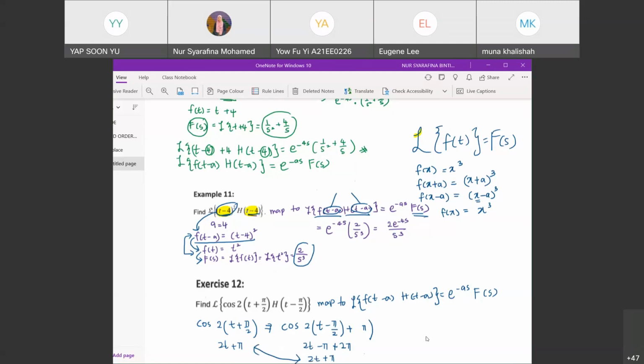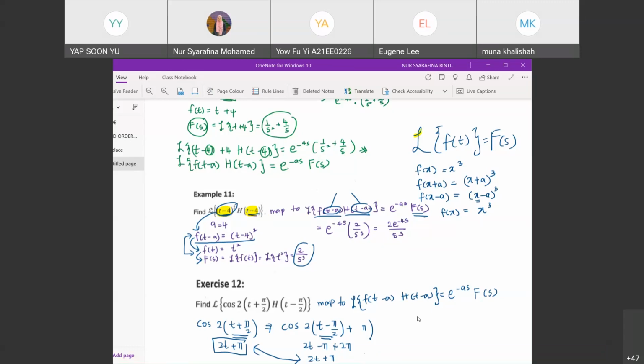Understand? This one. Okay. You modify this instead of t plus pi over 2. You want to have t minus pi over 2. So you just create that t minus pi over 2. But we don't want to change the original value. So we should add another thing so that we keep the expression. So we just add pi there. Okay, clear? Are we good for this part?